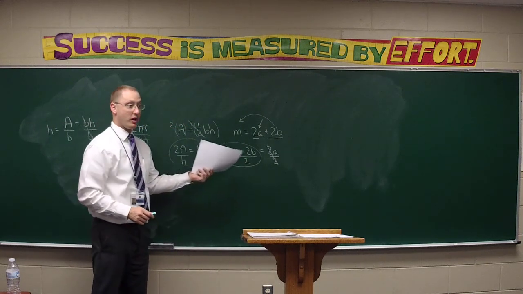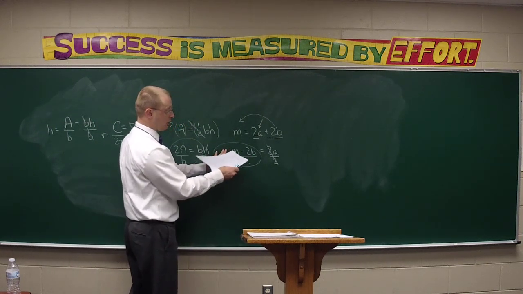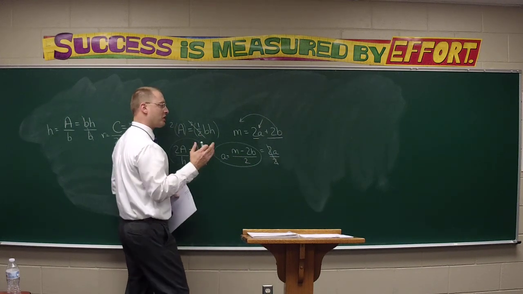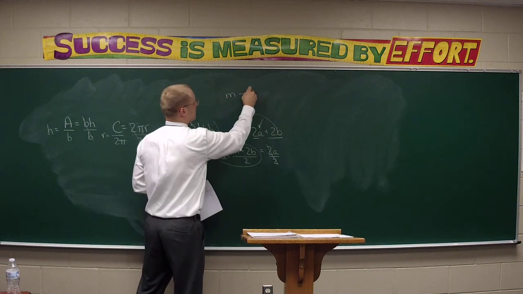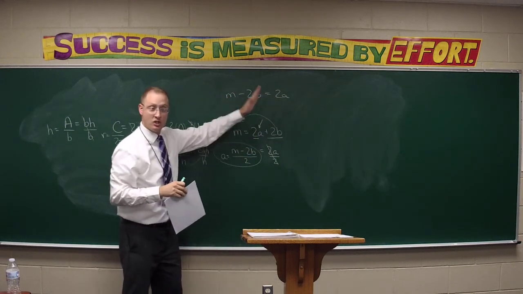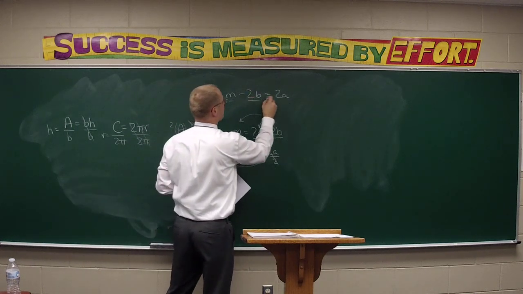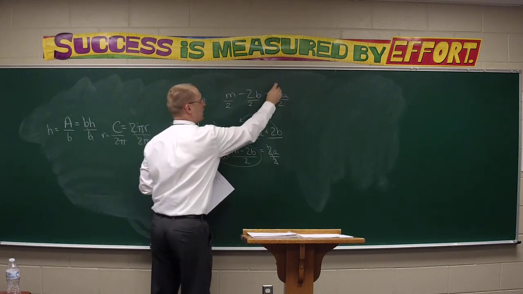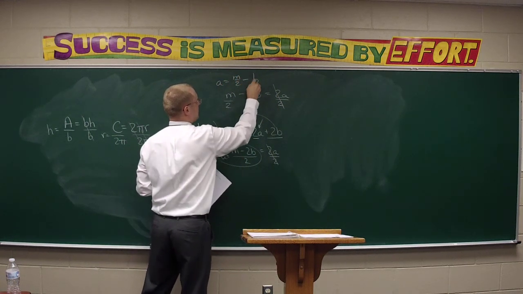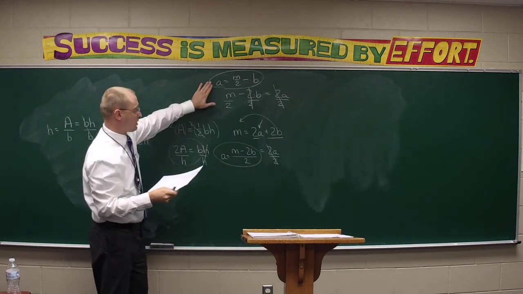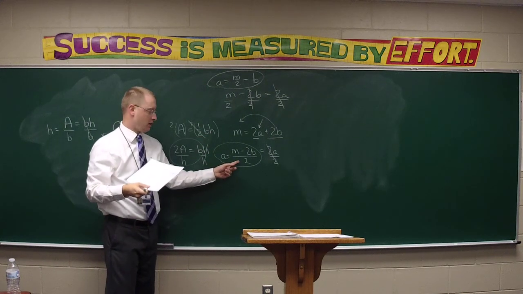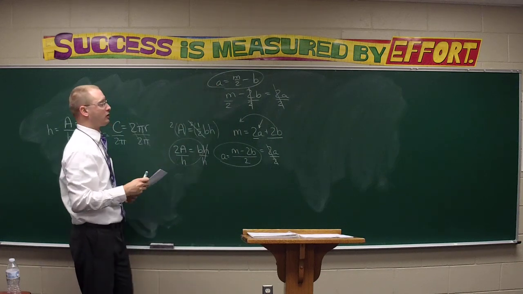over 2. Now, another thing you might remember, when we divide a polynomial by a monomial, we can divide these terms, and then we could divide those terms. So in theory, coming back to M negative 2B equals 2A, you could, instead of dividing both sides by 2, you could divide everything by 2. And that would give you A is equal to M halves minus B. This answer is the same thing. It's just written differently. I feel like this is easier, and I'm lazy, so I usually go with this. But technically, that's correct as well.